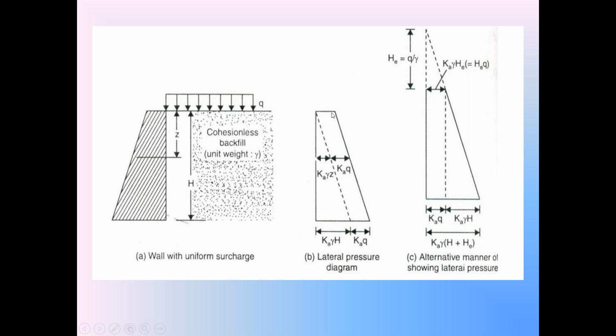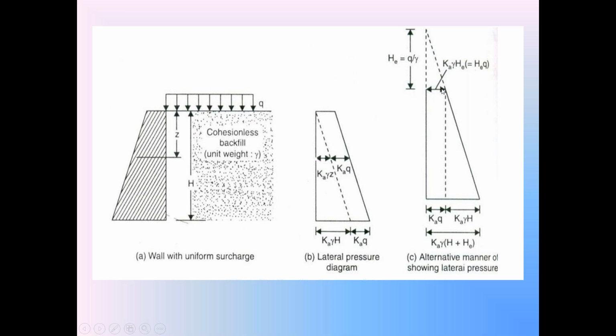Then at this location, because of this equivalent height of the backfill He, the vertical stress is gamma into He. Here I am converting this top horizontal earth pressure, which is Ka into Q, into equivalent height of the backfill He. If there is a height of the backfill He, because of this height He, the vertical stress at this location is gamma into He.